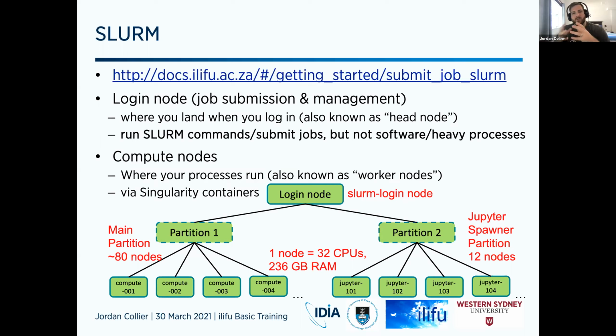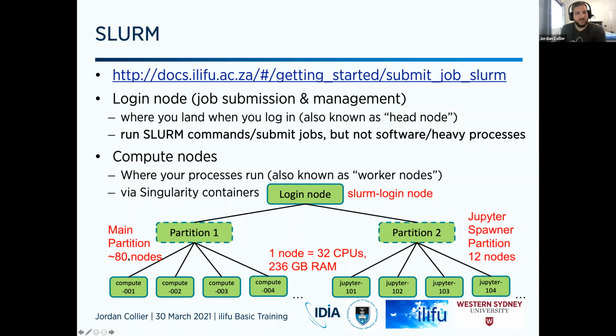Where you should run your processing is on a compute node. And these are where your jobs go when you submit SLURM jobs. We might also refer to these as worker nodes. And generally what you're doing is launching a Singularity container and running your processing there. So you can see in this schematic here, we've got the login node, and we've got this partition, which is called main. And this is basically just a grouping of compute nodes.